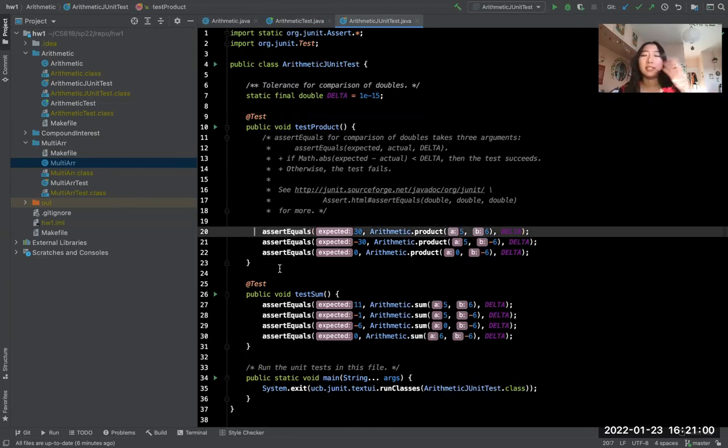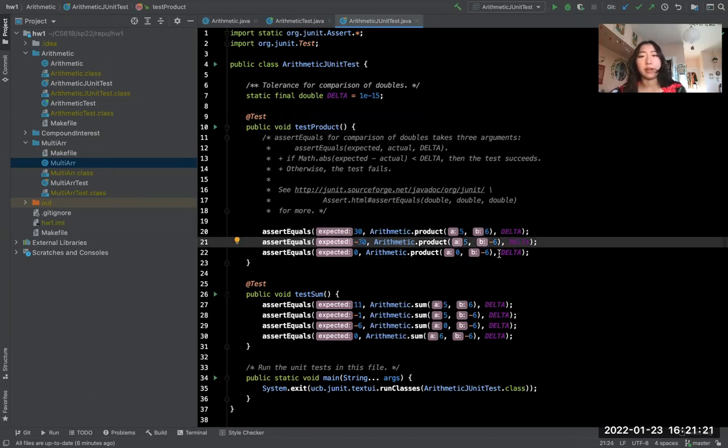Here we have test product. It uses this assertEquals method from JUnit, which says that we expect the result to be 30, and what we actually get is the result of our code, so Arithmetic.product of 5 and 6. Here we expect 30. If we do 5 and -6, we expect -30. And if we do 0 and -6, we expect 0. This is testing whether product works correctly.